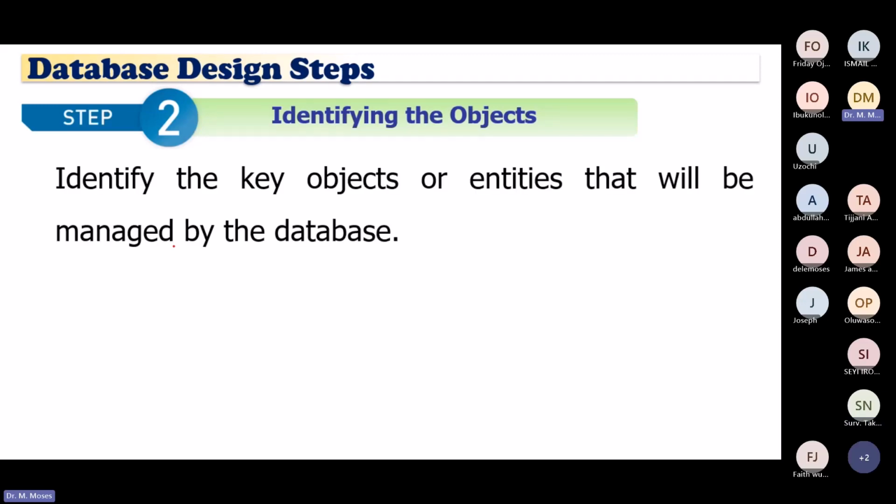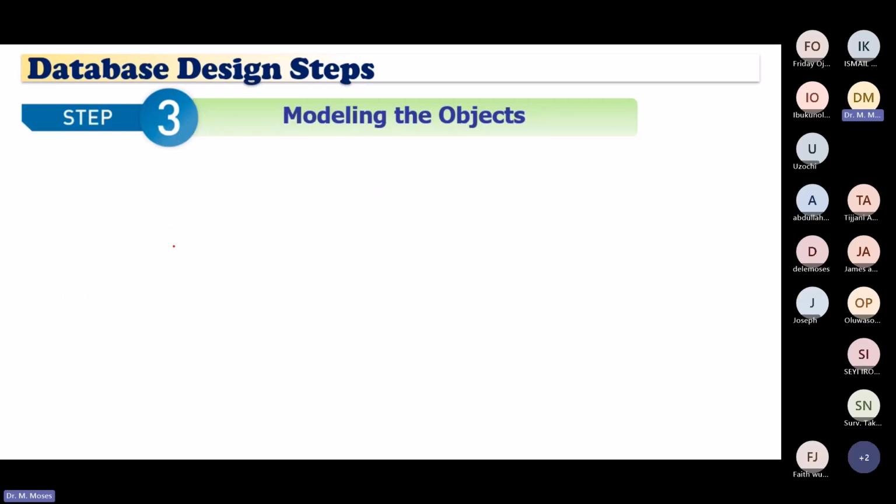The next step is identifying the objects. Identify the key objects or entities that will be managed by the database. These objects can either be tangible, such as a parcel of land, a person, a product, or intangible, for example account details and transactions. These are intangible objects that we can collect data about.